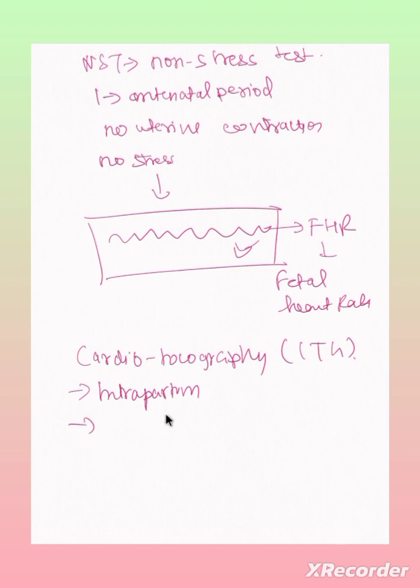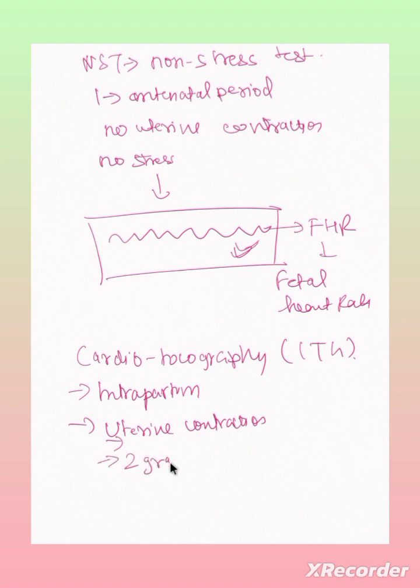And uterine contractions are present, you know that. So the only difference is that when you do an NST you get a single graph, as I've shown. But when you do a CTG you will get two graphs.